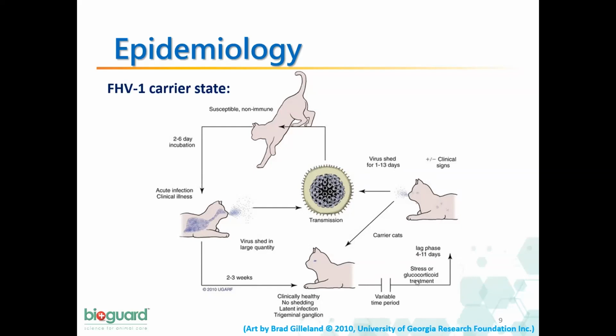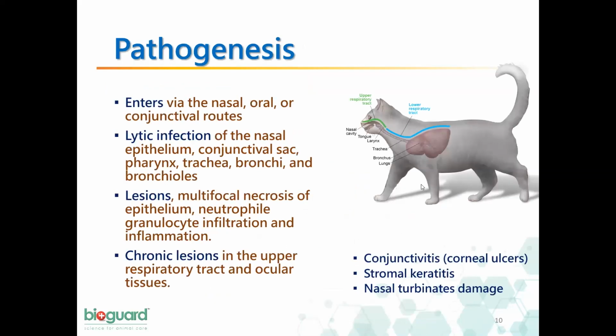And other than stress, there are some other factors such as glucocorticoid treatments, which can also lead to the cat shedding the virus in the environment. So the pathogenesis of this virus starts with the nasal route, where it then enters the oral and conjunctival routes, where it causes certain infections, and it can also cause lytic infections in the nasal epithelium, gingival sacs, pharynx, trachea, bronchioles, tonsils, etc.